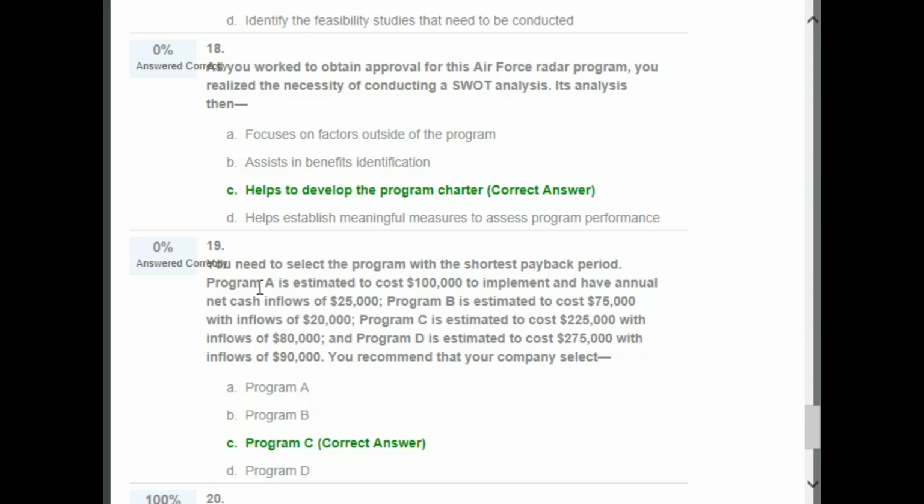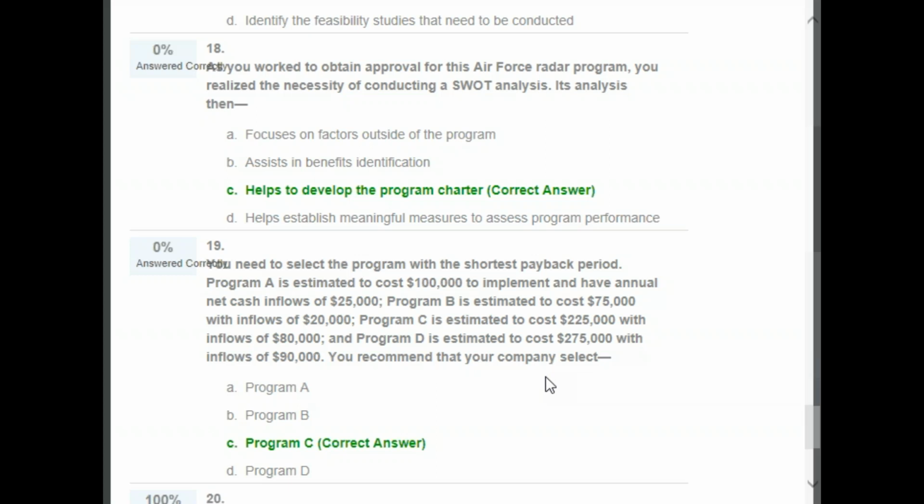So C is the correct answer for question number 18. SWOT analysis is a type of environmental analysis that can be conducted; it provides information useful in developing the program charter and program plan. 19th question, correct answer is C, and both of you are wrong.